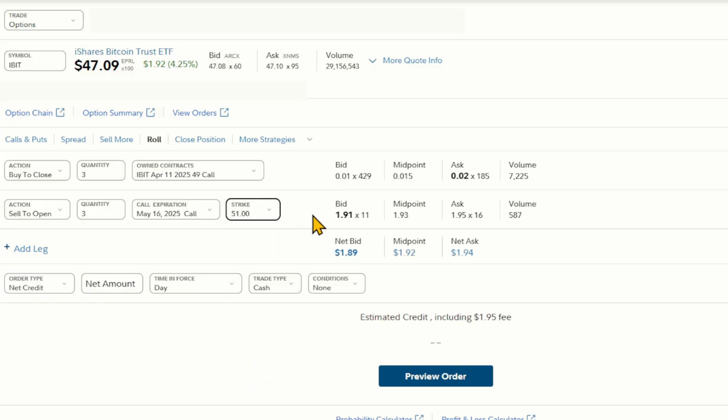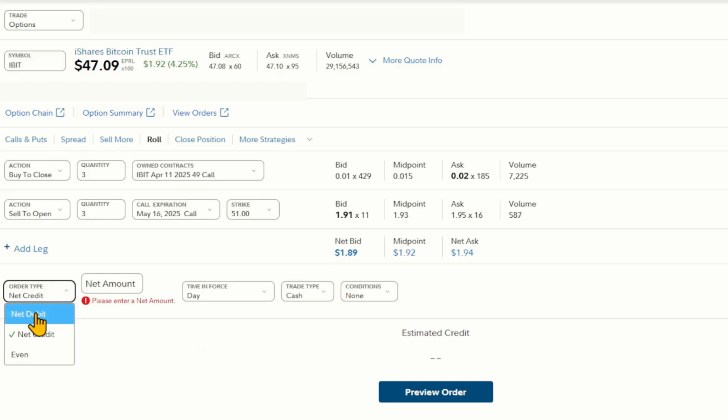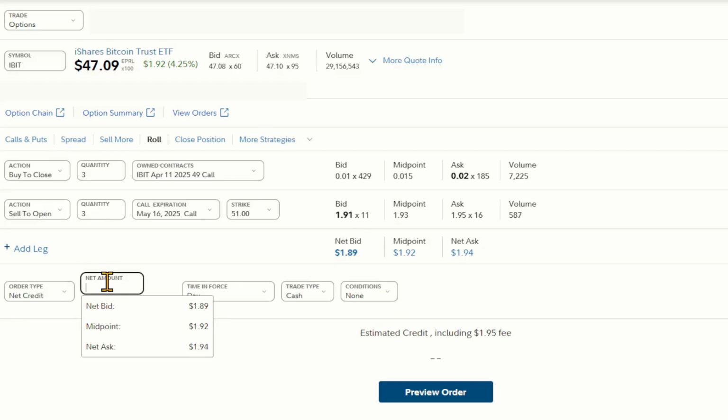So let's say I want to go to the $51 strike price. I would be able to take in about $191 from each contract minus the dollar that it's costing me. Okay, so it's highlighting my bid and my ask. So worst case versus worst case, right? So it might cost me up to $2. I might only collect up to $1.91. Down here at the bottom, it shows me the net credit that I'm taking in. If it was a debit, it would automatically default to debit. And then the net amount that you're looking for.